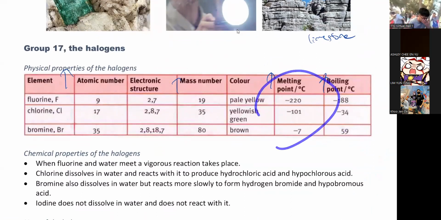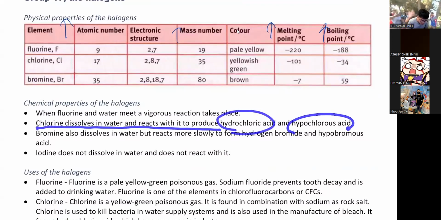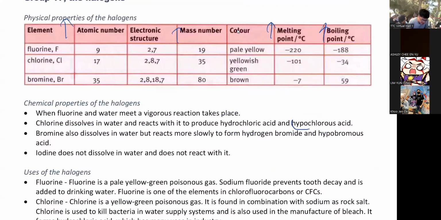Okay, this part. All right, so chemical properties of halogen, like I said, they are super reactive. When fluorine and water meet, a vigorous reaction. Vigorous means 激烈, 很强烈, very strong. This will go blah, blah, blah, like that. All right, and of course, chlorine dissolves in water and reacts with it to produce hydrochloric acid and hypochlorous acid. Do you know what is hypochlorous acid, guys? Hypochlorous acid is your bleach. 你的漂白水就叫做 hypochlorous acid.